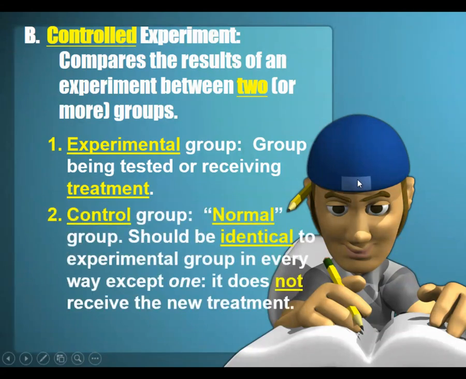And then you should always have a control group to compare your experimental group to. It needs to be identical to the experimental group in every way except for one. It's that independent variable that changes. So it does not receive the new treatment. Only the experimental group will.